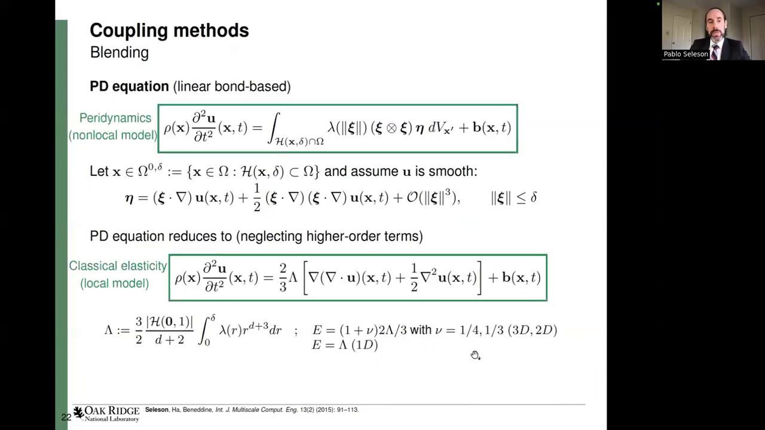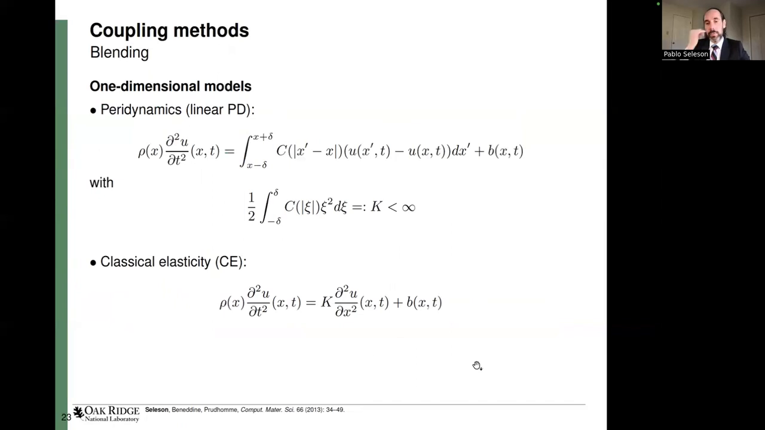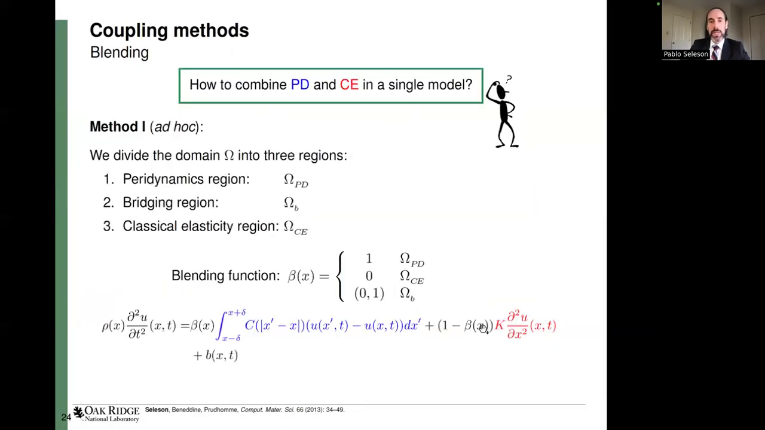Now, what we would like to do is to take this non-local model, which is the peridynamic model, and couple it with classical elasticity, which is the local model. So let's, for simplicity, start with the one-dimensional model. This is a peridynamic linear model that, under the following constraint here, we know that for smooth displacement, neglecting higher-order terms, we recover the classical elasticity wave equation. So the question is, how can we combine the peridynamic and the classical elasticity in a single model?